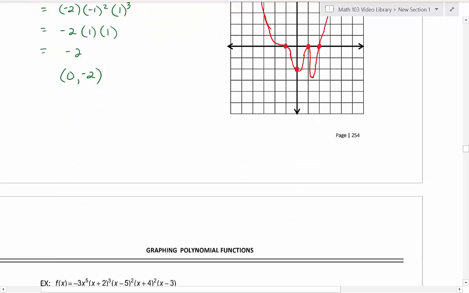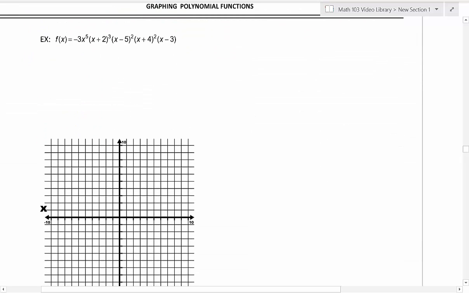Let's try another one. Let's graph f of x equals negative 3x to the 5th times (x plus 2) cubed times (x minus 5) squared times (x plus 4) squared times (x minus 3). Let's start with the end behavior.